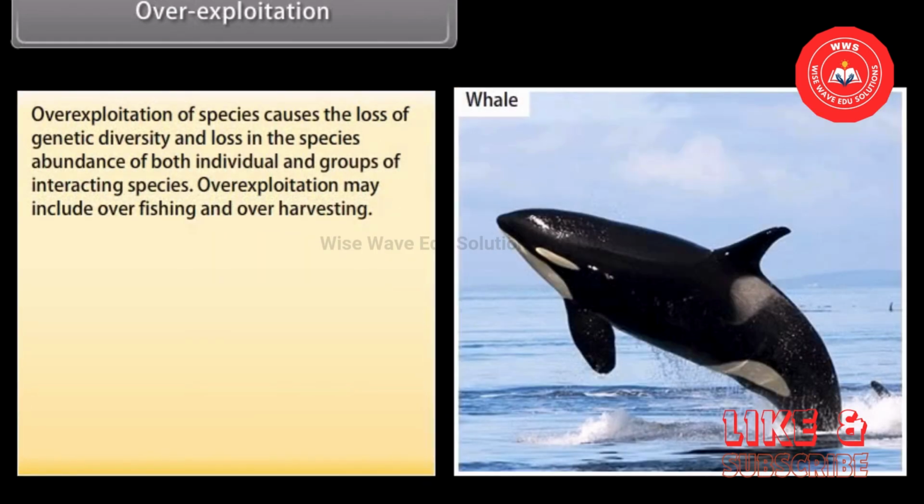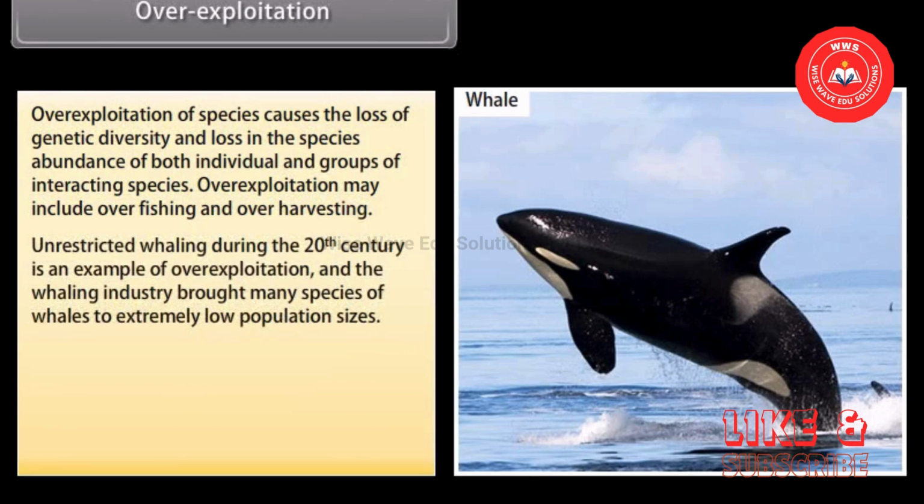Overexploitation. Overexploitation of species causes the loss of genetic diversity and loss in the species abundance of both individual and groups of interacting species. Overexploitation may include overfishing and overharvesting.